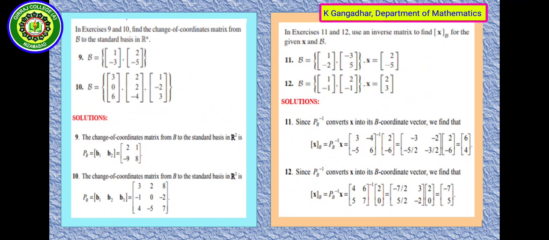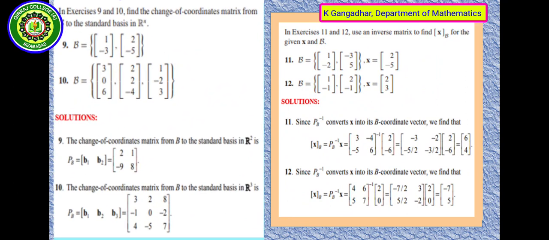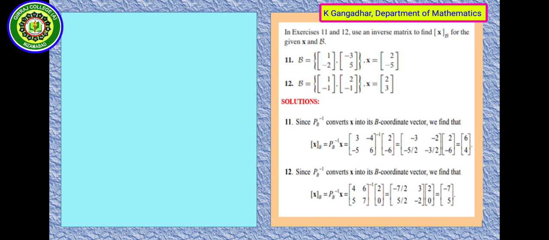So in the next problem, find the inverse matrix of x from B for the given x and B. B equals [1 -2; -3 5], x equals [2; -5]. First we find P from B. P from B means the coordinate matrix of x with respect to the basis B. So we find the P from B matrix.